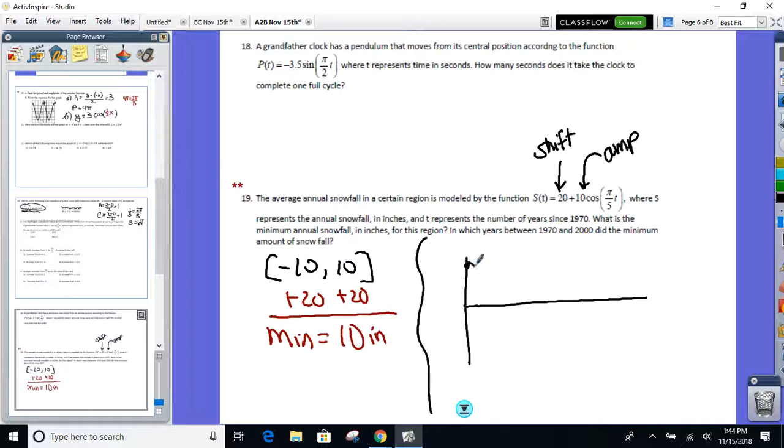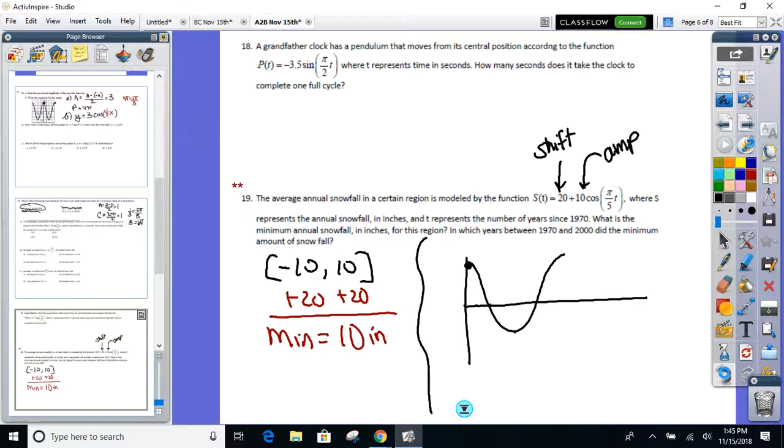Because here's my cosine curve, right? I know this is where it's going to start, 1970. I need to find out what year that is, and that'll be one of my answers at least. How can I find these values on the x-axis? That's what I'm asking you for now. How can I find those values on the x-axis?